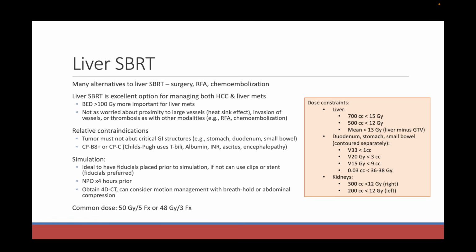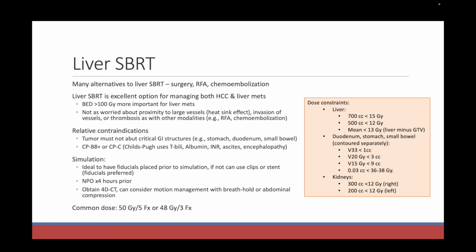The things you have to be careful about with liver SBRT, though, is if the tumor's abutting your critical GI structures like stomach, duodenum, small bowel, that can be tough to get liver SBRT. I've listed it here as a relative contraindication, but I think what you really just need to do in that situation is to treat them with a more protracted fractionation, so 10 to 15 gray per fraction rather than SBRT.